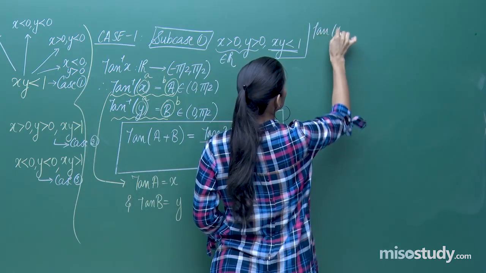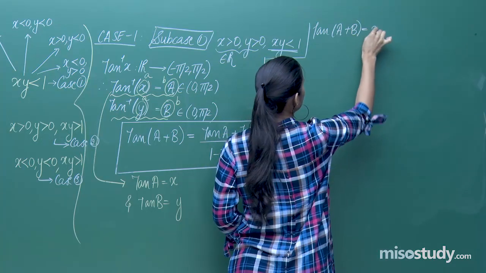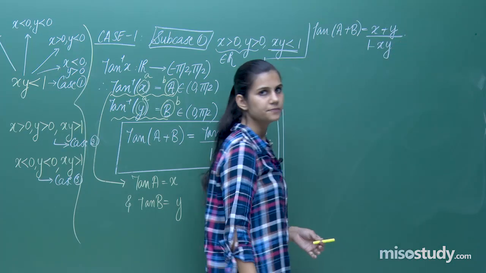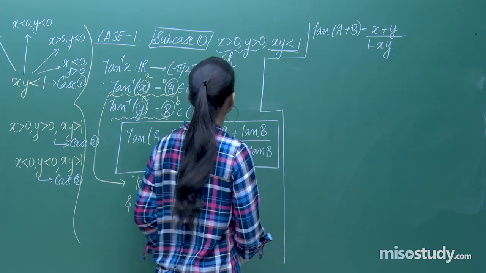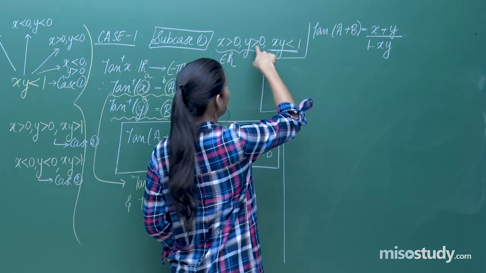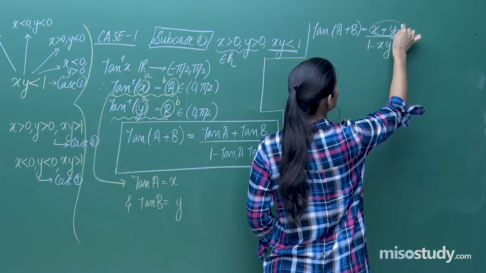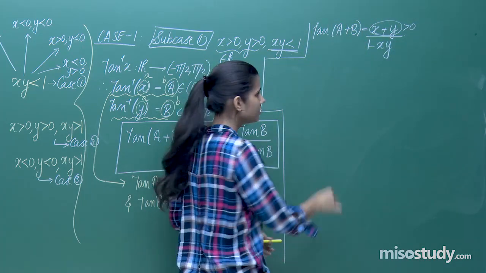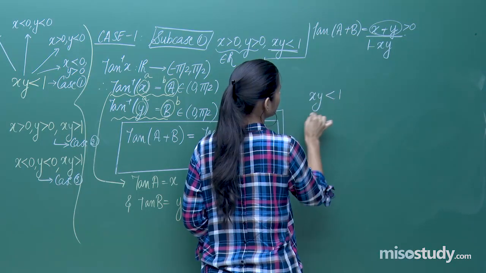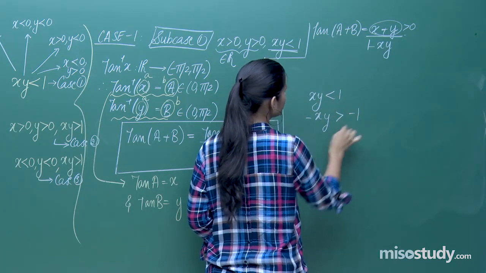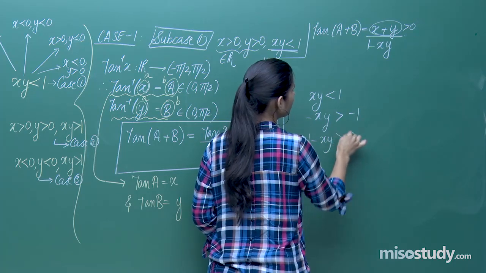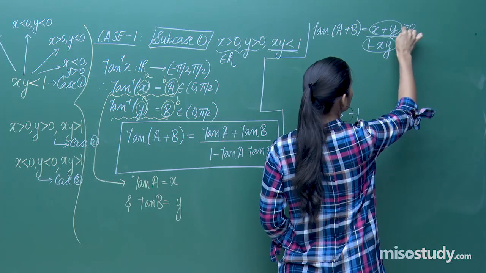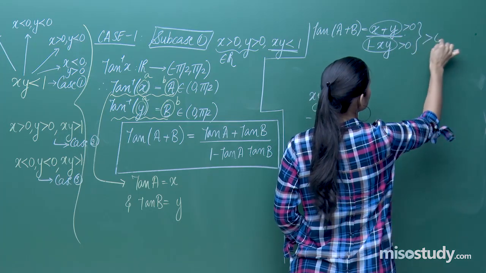Tan of A plus B is tan A plus tan B upon 1 minus tan A tan B, right? Now see, x is positive, y is positive, so x plus y is definitely positive. If x into y is less than 1, minus of x into y is greater than minus 1. So 1 minus xy is greater than 1 minus 1, which is 0. So you are getting that this denominator is also positive. Numerator positive, denominator positive, this fraction is also positive.